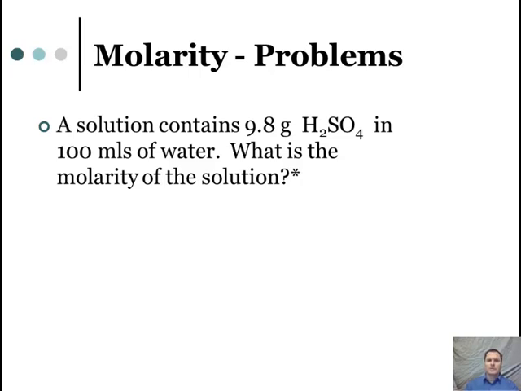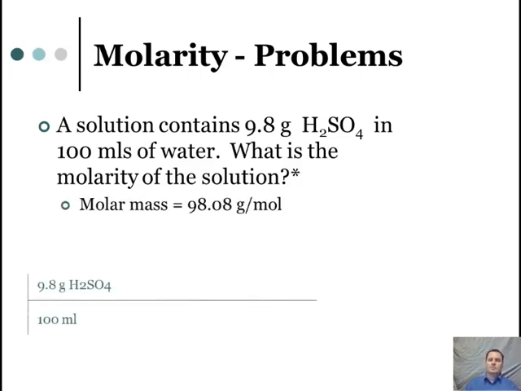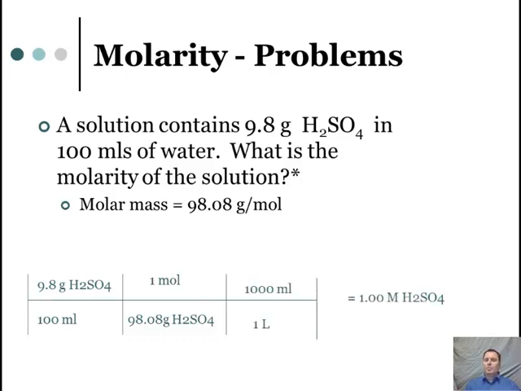Alright, you done? You didn't cheat, did you? I want you to do this on your own. If you cheated, stop now. Okay, we have what we want. We have 9.8 grams of H2SO4, which is sulfuric acid, in 100 milliliters of water. Once again, grams to moles, milliliters to liters. Okay, 1 mole weighs 98.08 grams. I know 1,000 milliliters is 1 liter, and I end up with a 1 molar solution. It doesn't matter if I convert grams to moles or milliliters to liters first. I just like to start at the top, which is why I would do that.